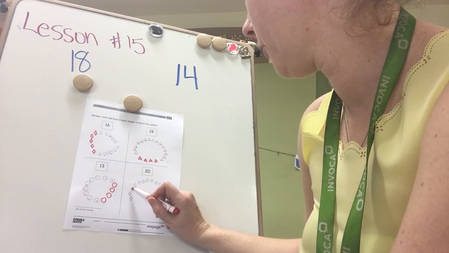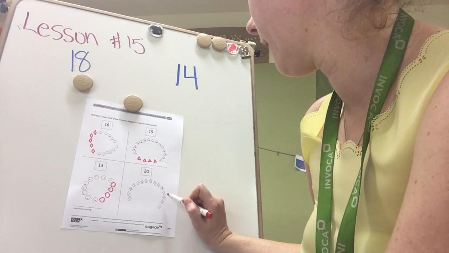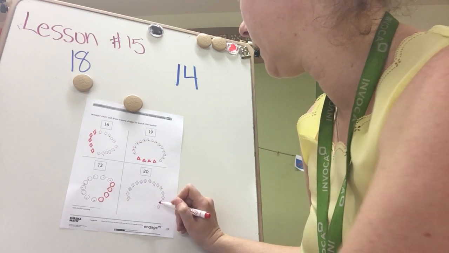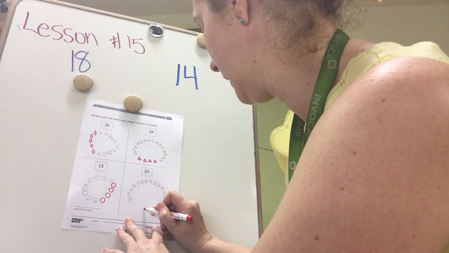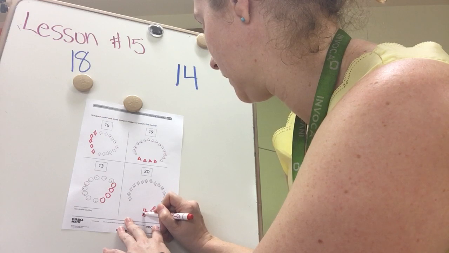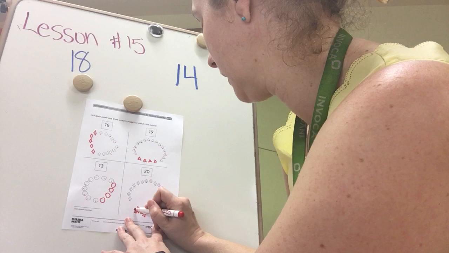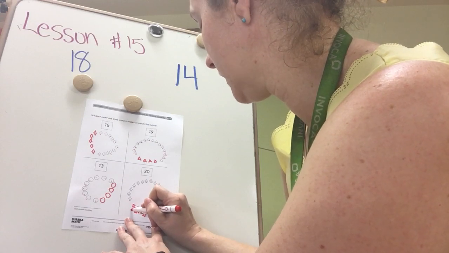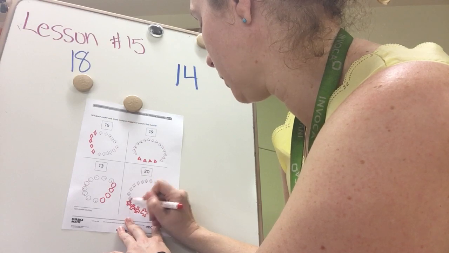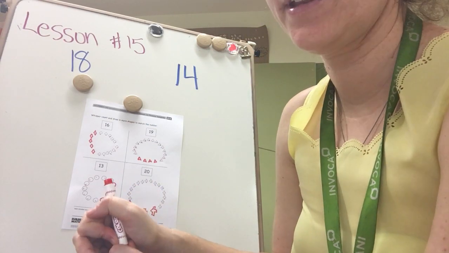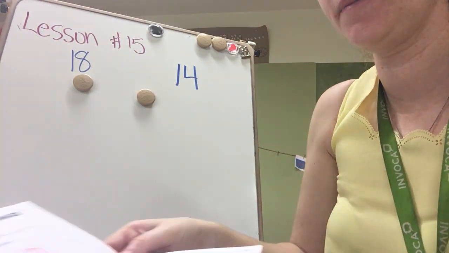1, 2, 3, 4, 5, 6, 7, 8, 9, 10, 11, 12, 13, 14, 15, 16, 17, 18, 19, 20 plus signs. That was definitely the hardest one to draw, the plus signs. Okay, awesome job, guys. So let's keep on moving.